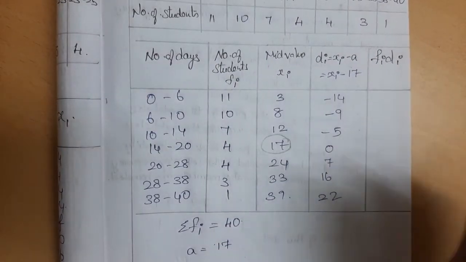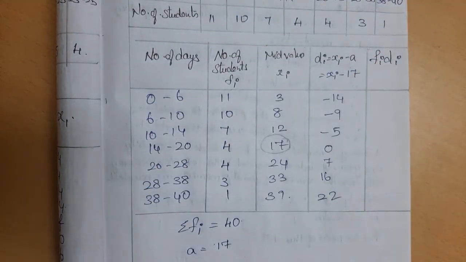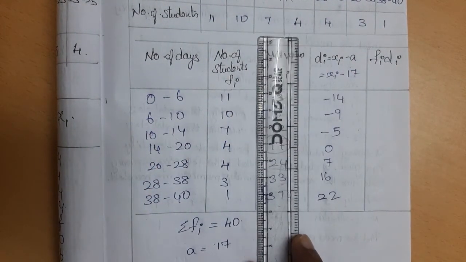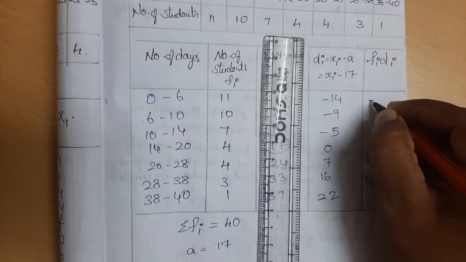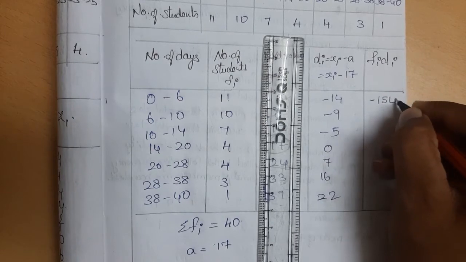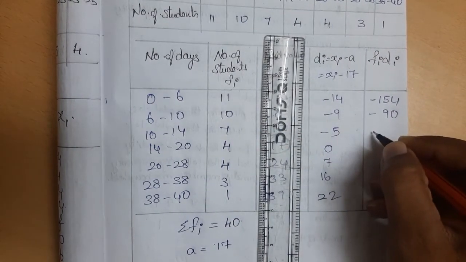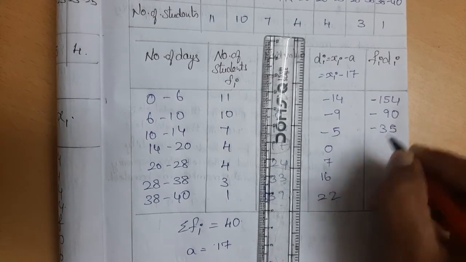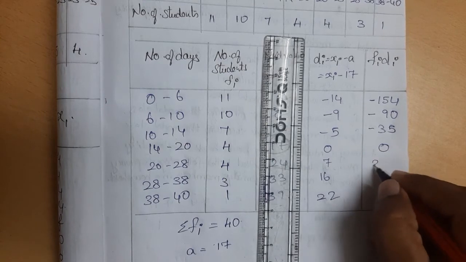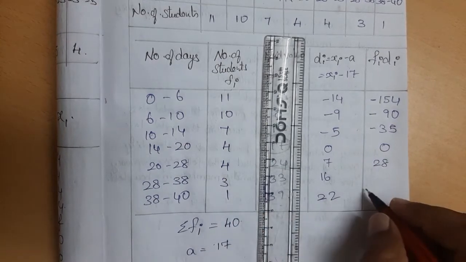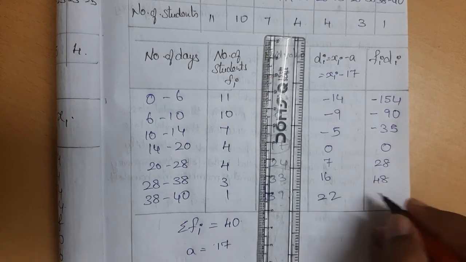So now we go for the multiplication fi into di. I'm hiding this in between so it will be easy to do. So 11 into negative 14 will become 154. 10 into minus 9 is 90. 7 into minus 5 is minus 35. 4 into 0 is 0. 4 into 7 is 28. 3 into 16 is 48. And 1 into 22 is 22.